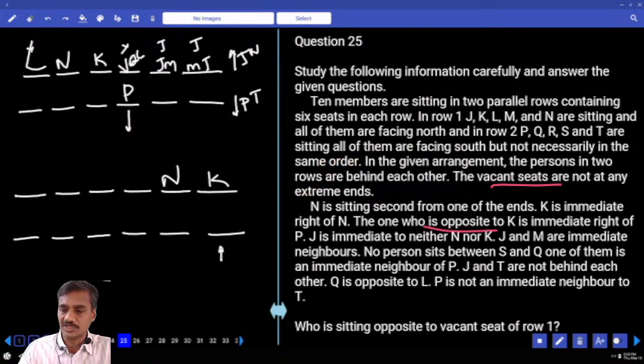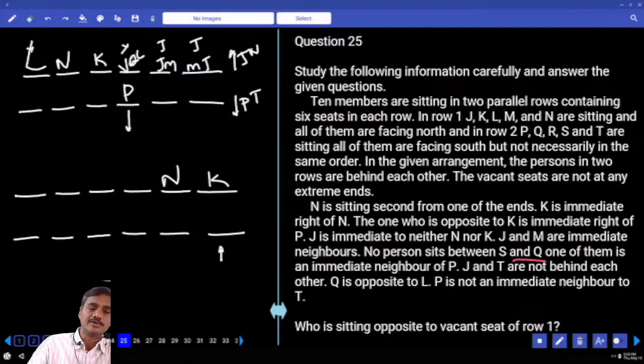Then the one who is opposite to K, J is immediate to neither K nor N. J and M are immediate neighbors. No person sits between S and Q, and one of them is an immediate neighbor of P. Then J and T are not behind each other.